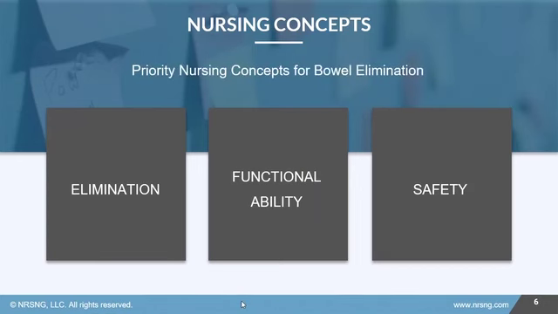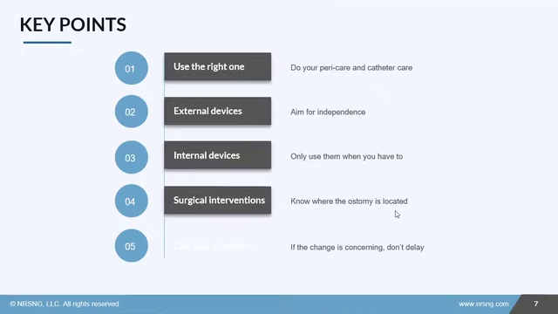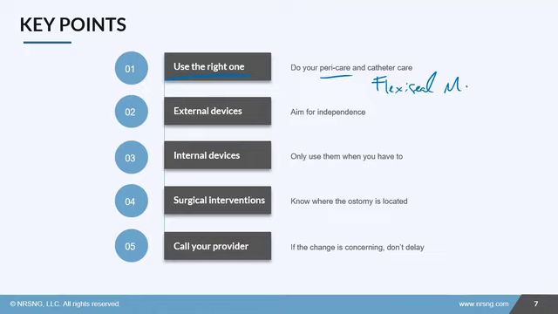Today, we really focused our nursing concepts on elimination and functional ability. And also, again, we were focusing on driving home safety by reducing infection. So let's recap. Your patient is not going to always be able to eliminate on their own. So make sure that they have the right device and make sure that it's staying clean for your catheter care. So this would be your Flexi-Seal or your Malecot or whatever device they have. Make sure that these things are clean and you're reducing risk of infection.